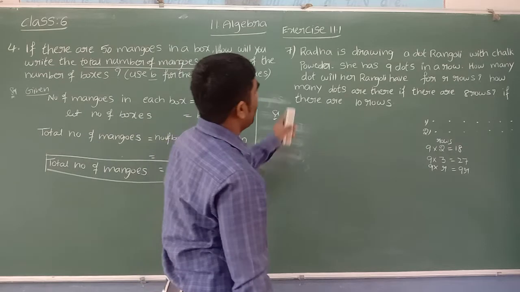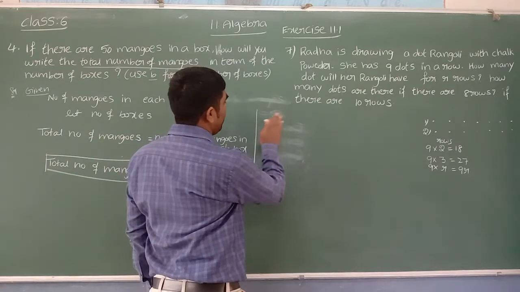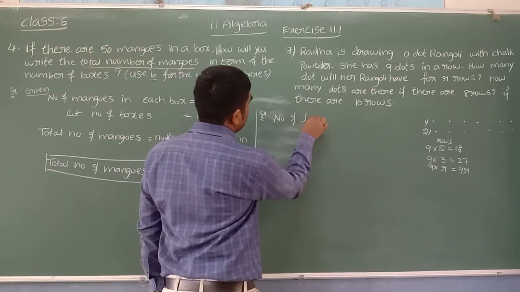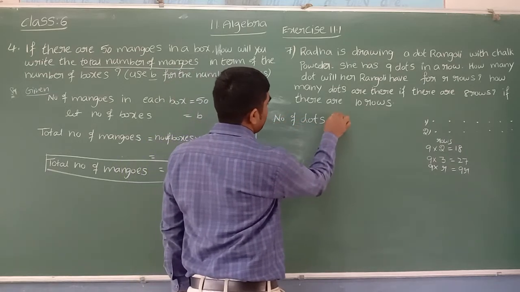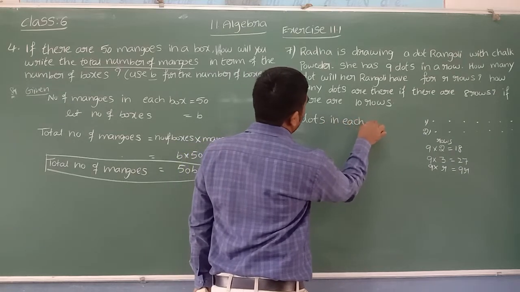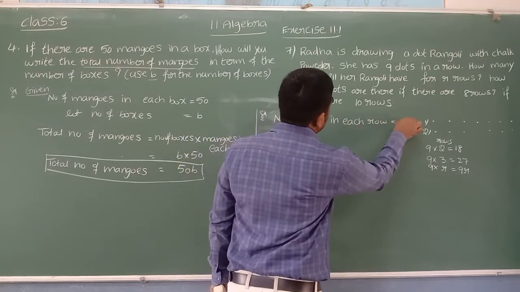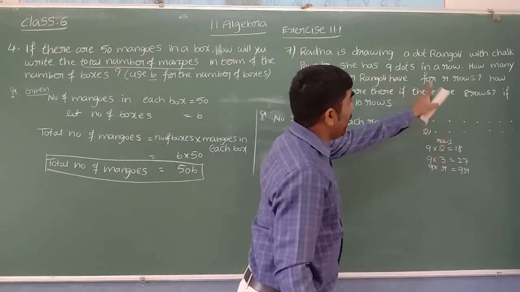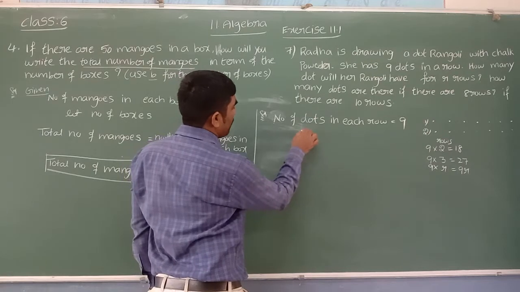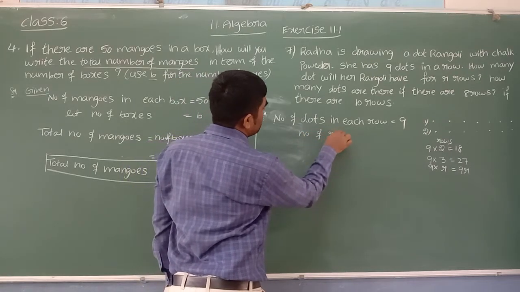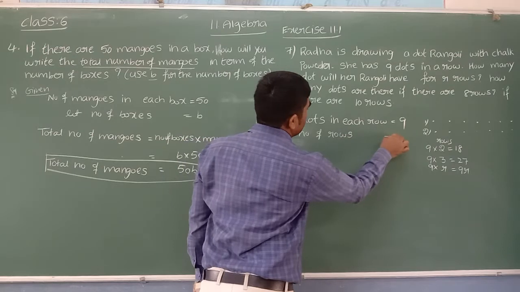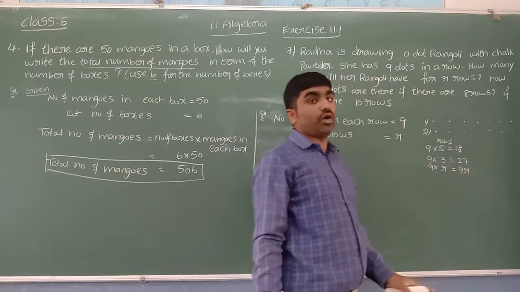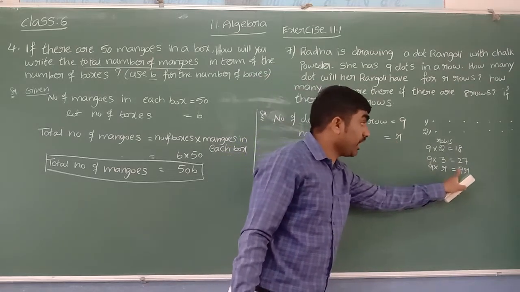Yes, you can see better what they said here. Number of dots in each row. We can write here number of dots in each row or one row you can write. How many dots are there? It says 9 dots. How many dots will our rangoli have for R rows? So number of rows. What they said here? Number of rows equal to. How many rows are there? It says R rows. If there are 2 rows, 9 into 2, 18 dots. If there are R rows, 9 into R.